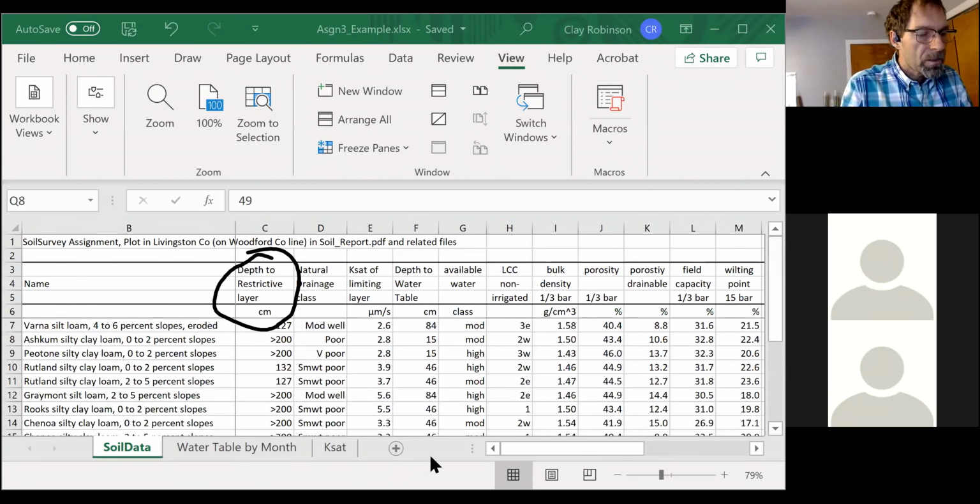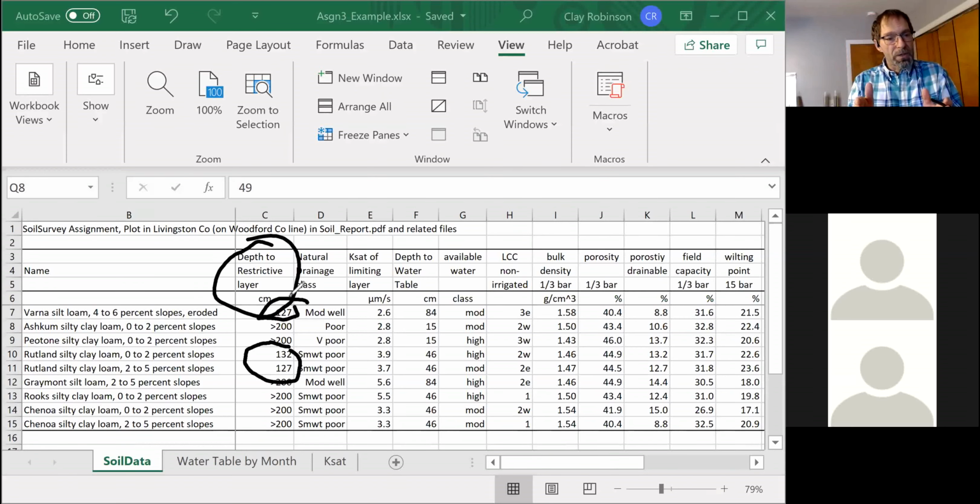And so if your restrictive layer is that deep, that's not a problem in putting in a tile system. But if you've got a restrictive layer at 24 inches, that's going to be a problem for your tile system. You'll probably have to put the tiles closer together, because there's not a lot of space for the water to drain downward under the influence of gravity. And you need to introduce some oxygen.